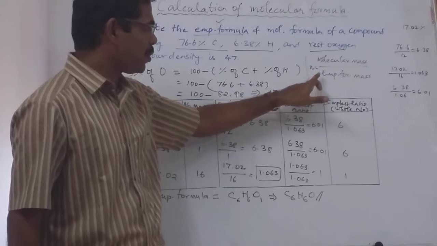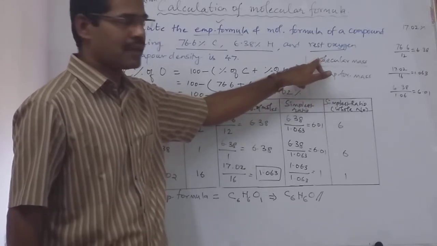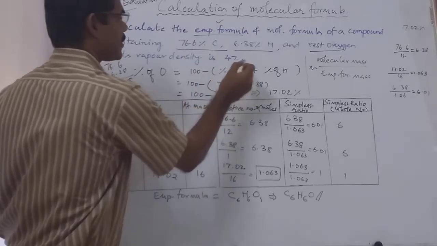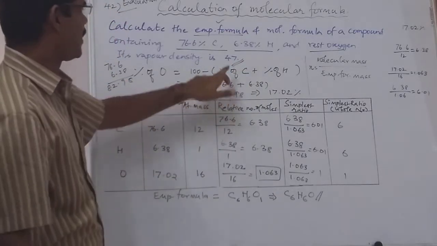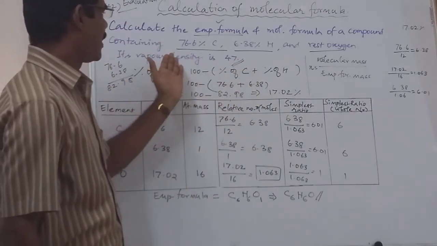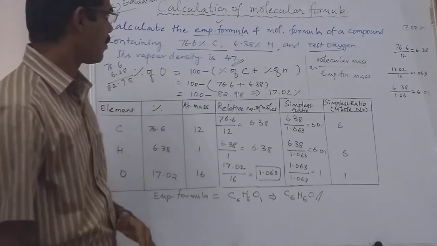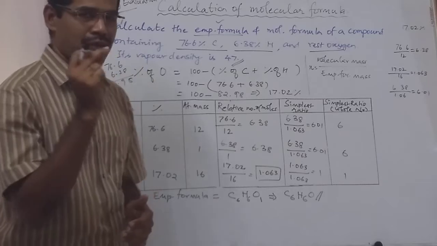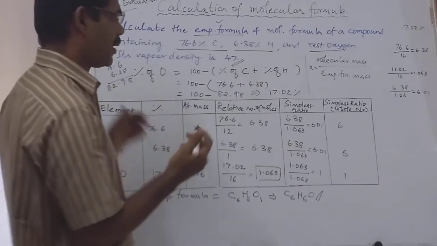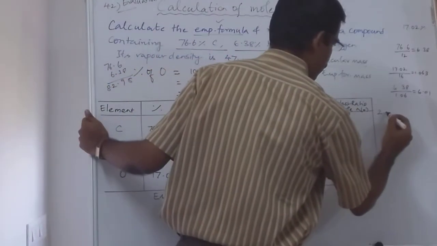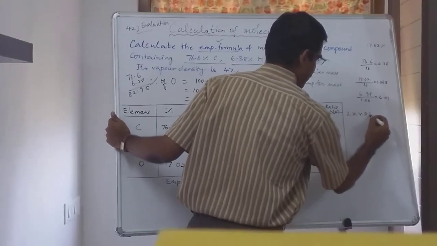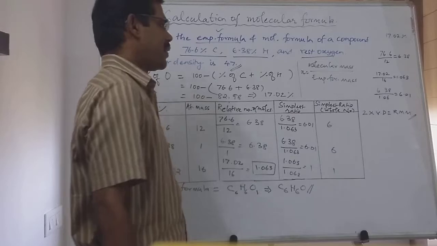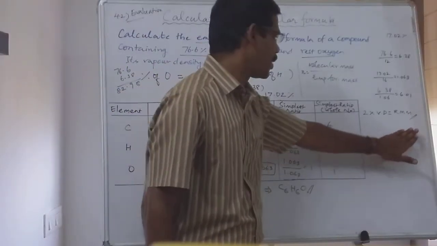You need to know the molecular mass. For that, one data is given as vapor density. If the vapor density is known, it is easy to calculate the molecular mass based on a formula which you have learned in your 10th standard. The formula: 2 into vapor density is equal to relative molecular mass. Am I right? So 2 into vapor density is equal to molecular mass or relative molecular mass.